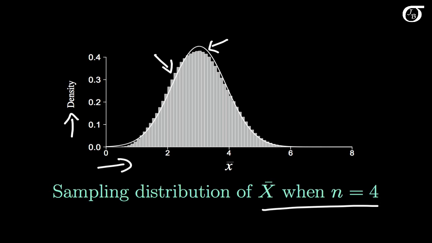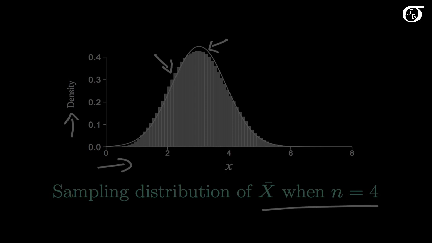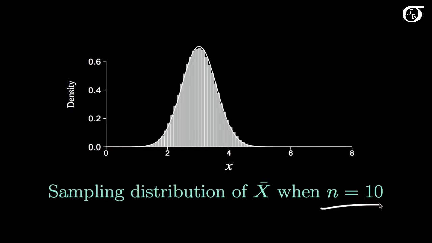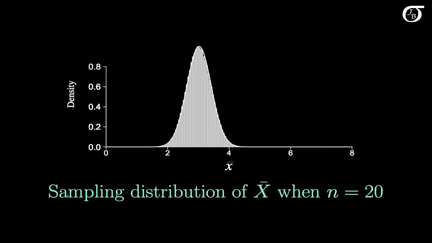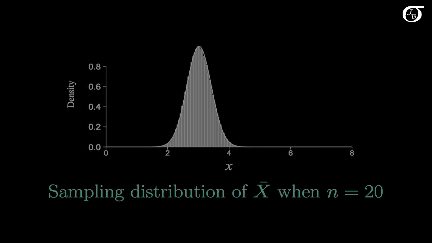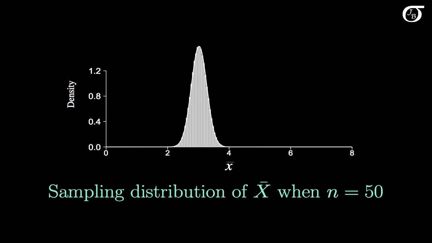And we'll see that when we let the sample size increase, it's going to get closer and closer and closer to that superimposed normal curve. Here, when n is 10, the sampling distribution of x bar looks quite normal. When n is 20, it's even closer to that normal curve. And when n is 50, it's looking very normal. And the sampling distribution of x bar would get closer and closer to a normal distribution as the sample size increases.